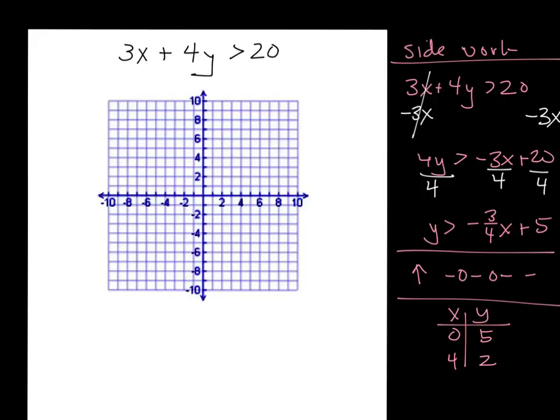So when I plot them, I'm going to go back to this. Remember, they are open. I'm not going to make the same mistake that I made before. I'm going to learn from that. So I'm going to go ahead and plot that point, 0, 5. So 0, 5, open circle. Then I go to 4, 2, and I plot that point with an open circle. And then I connect them with a dashed line.